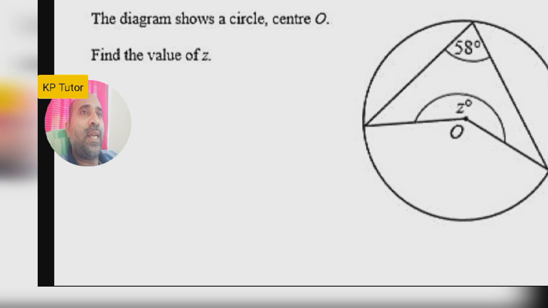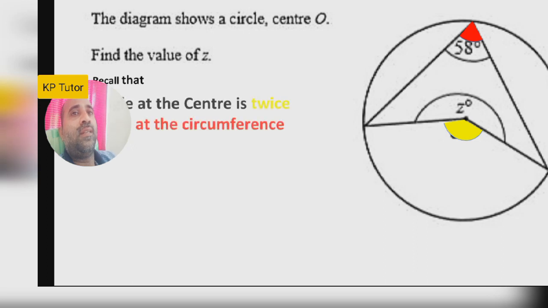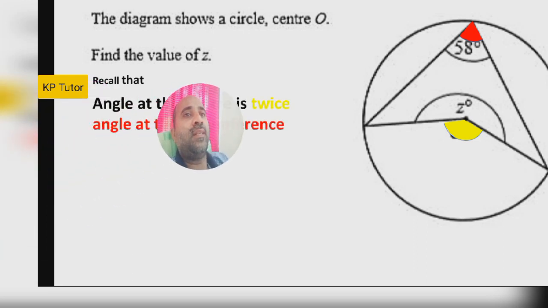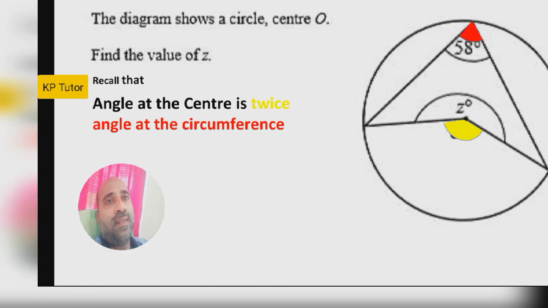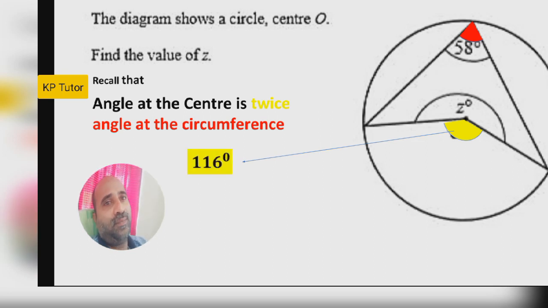Then next question, the diagram shows a circle, center O is given, find the value of z. These two angles, how can we connect? The theorem says angle at the center is twice angle at the circumference. We call that the same theorem, right? Angle at the center is twice angle at the circumference. So how can we find this angle? That is 58 degrees angle at the circumference, then the center is twice, that means 160.